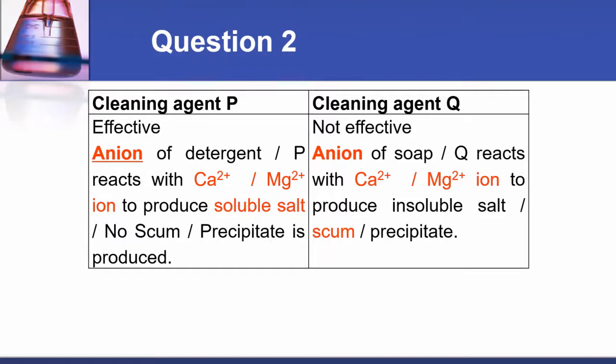Cleansing action of Q is not effective because anion of Q, Q will be salt, or you can say anion of Q reacts with calcium or magnesium ion to produce insoluble salt. Or you can say to produce scum. Keyword here will be anion is a must. Okay, anion you must write down.